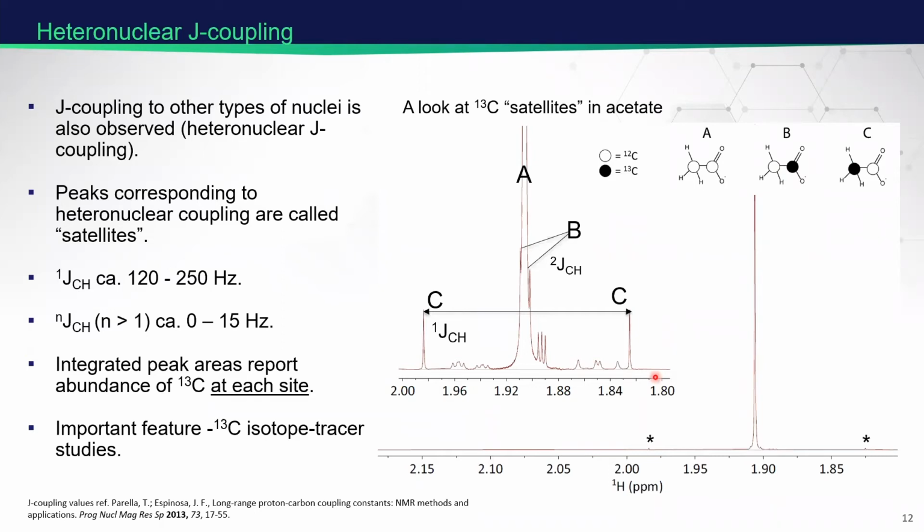If you think about carbon 13 isotope tracer studies, these proportions would change if something became labeled. So in one peak here, in this case in methanol, we can get information not only about the directly bound carbon, but also neighboring carbons as well. And so it's site-specific labeling.